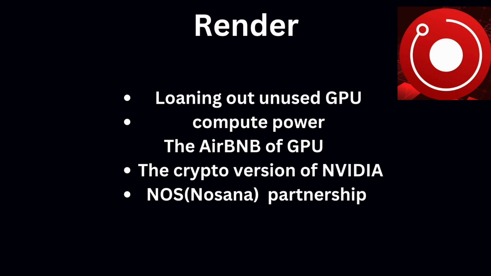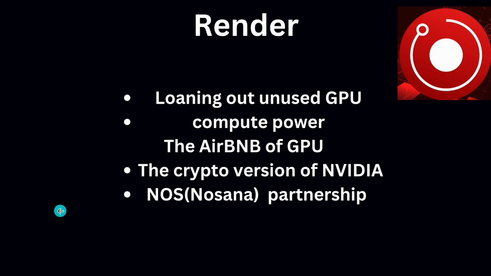Now, this loaning out of unused GPU is basically like the Airbnb of GPU, just like with houses. When someone's not utilizing their house, when people are away on vacation, they're going to rent out their house and allow people to use it. That's the same thing with these GPUs. When the GPU power and the computing power is needed to produce these great 2D and 3D images and render them, the GPUs are loaned out. The computing power is loaned out, just like an Airbnb system.